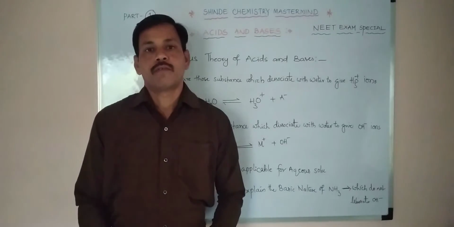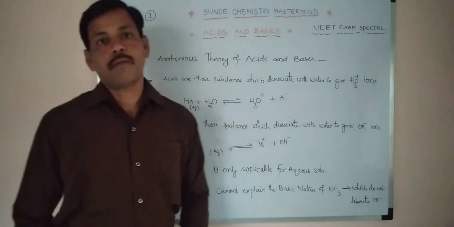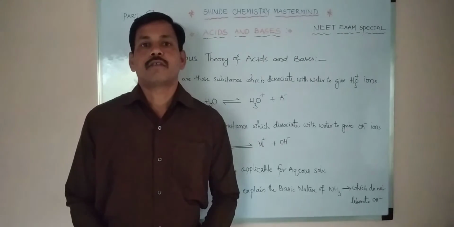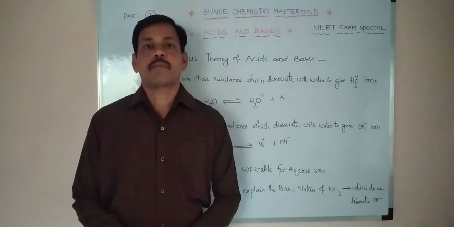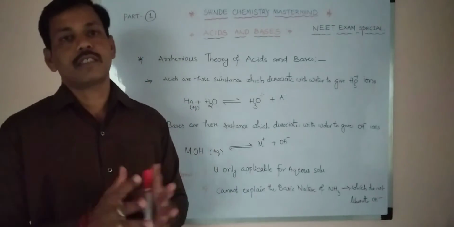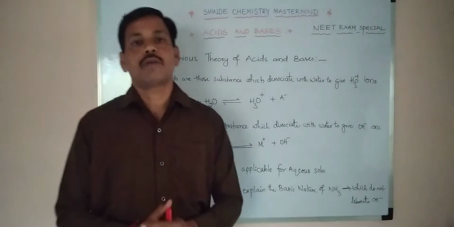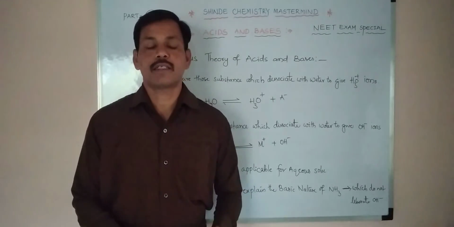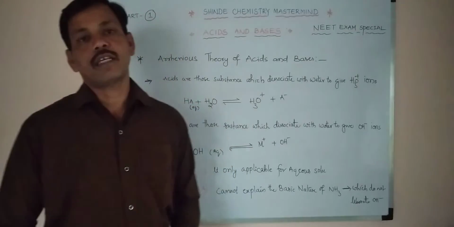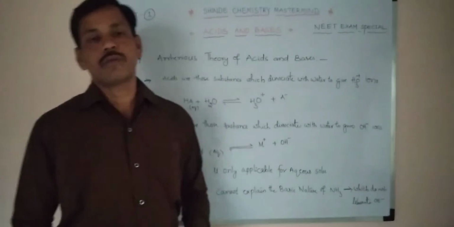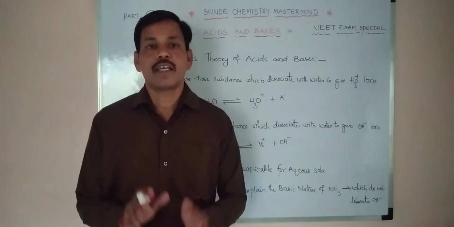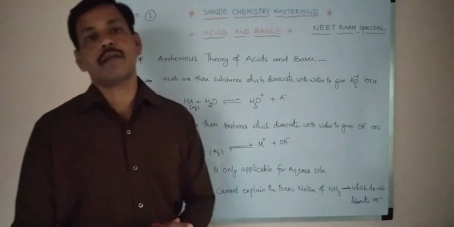Now for more properties of acids and bases, there are some theories explaining them. Among such theories, we study the Arrhenius theory of acids and bases, the Bronsted-Lowry theory, and the Lewis theory of acids and bases. In this part 1 video, we discuss the Arrhenius theory of acids and bases.